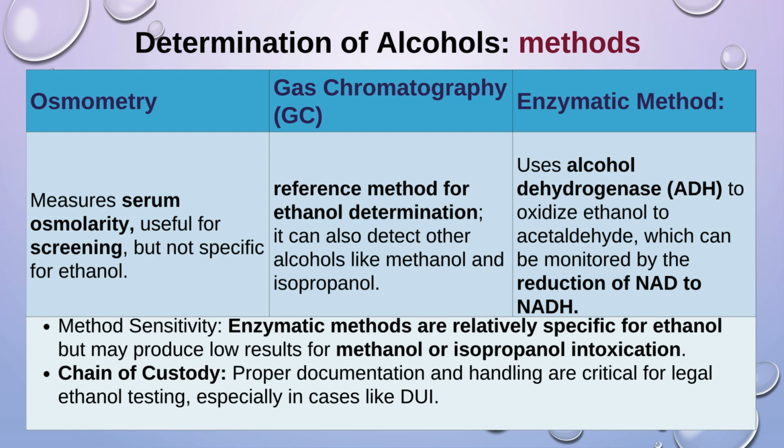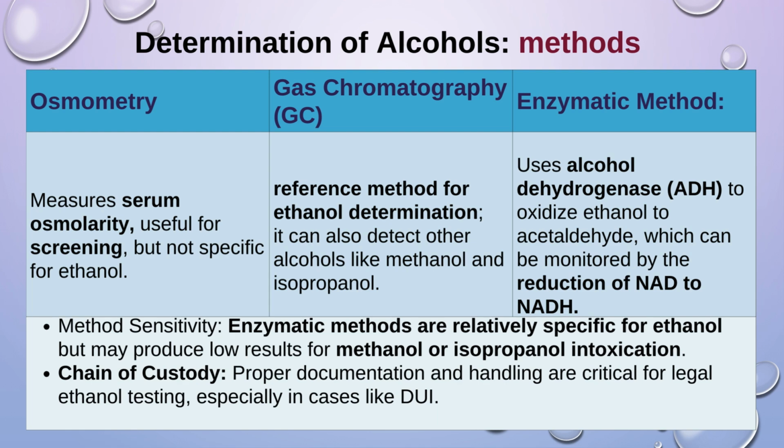However, we can also utilize enzymatic methods utilizing ADH, alcohol dehydrogenase, to oxidize ethanol to acetaldehyde, which can be monitored by the reduction of NAD to NADH. So regarding method sensitivity, the enzymatic methods are relatively specific for ethanol but may produce low results for methanol or isopropanol intoxication.